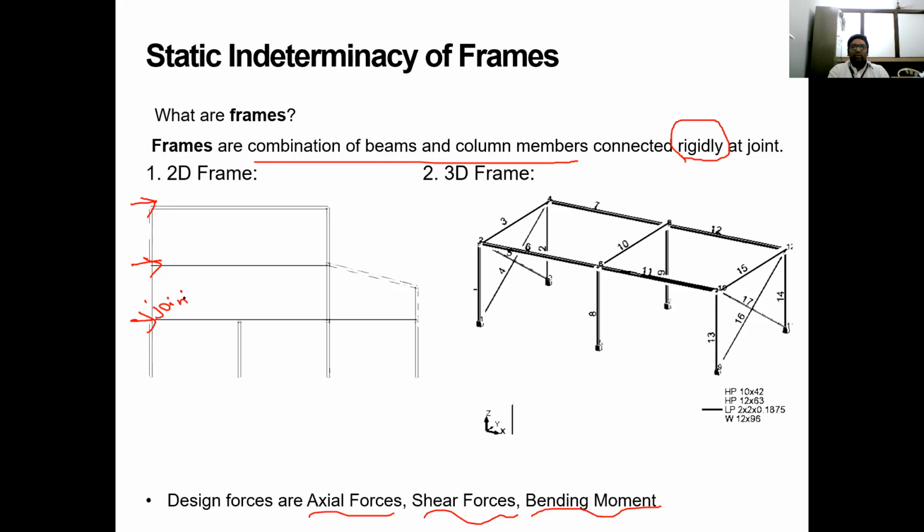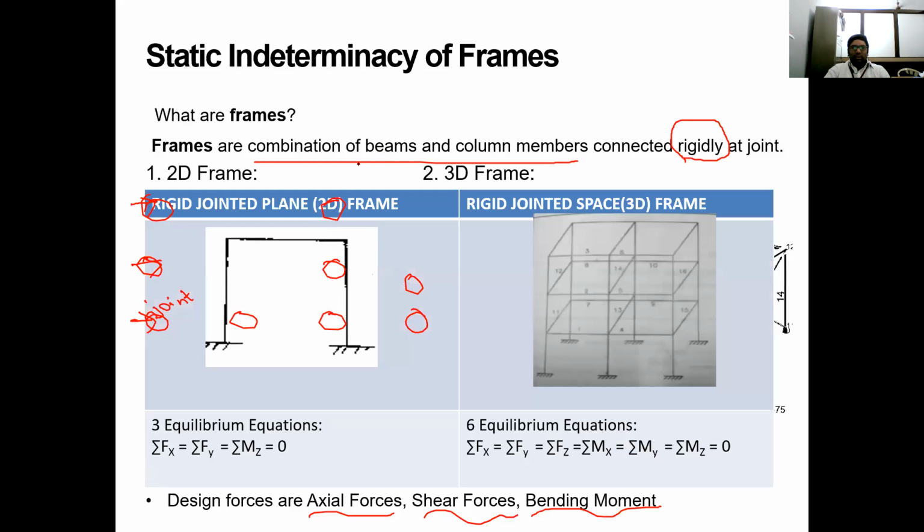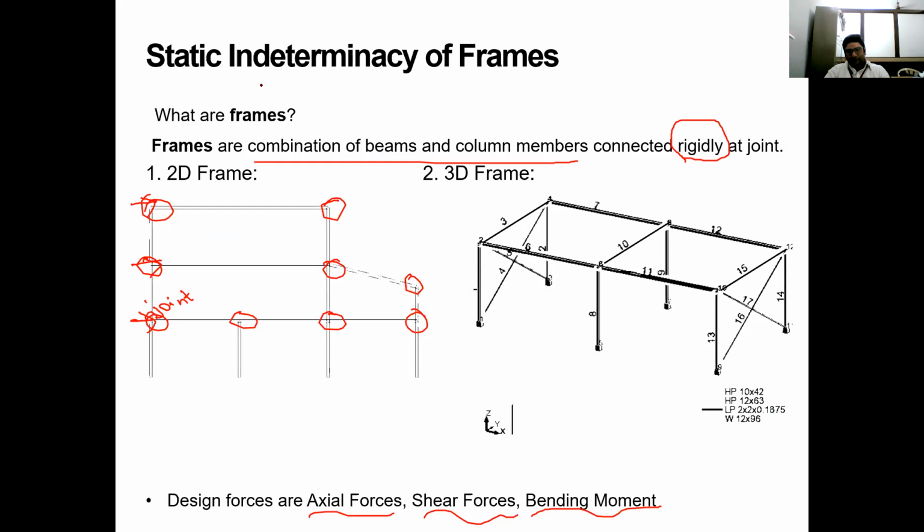So this is called a joint. All these things are actually termed as joints. This is also a joint, another joint. So wherever a beam and column or any inclined member are connected together, that point is called a joint.